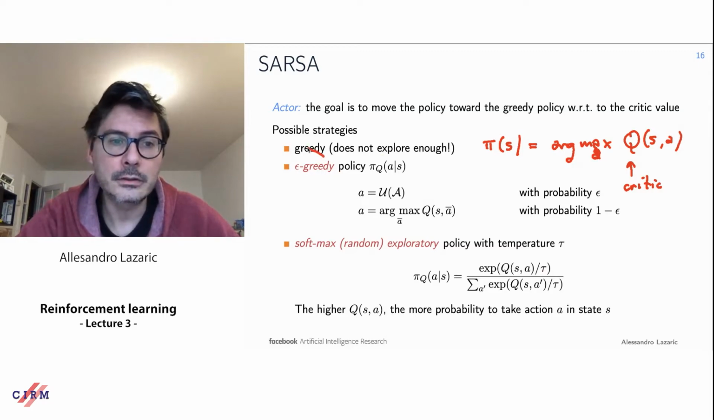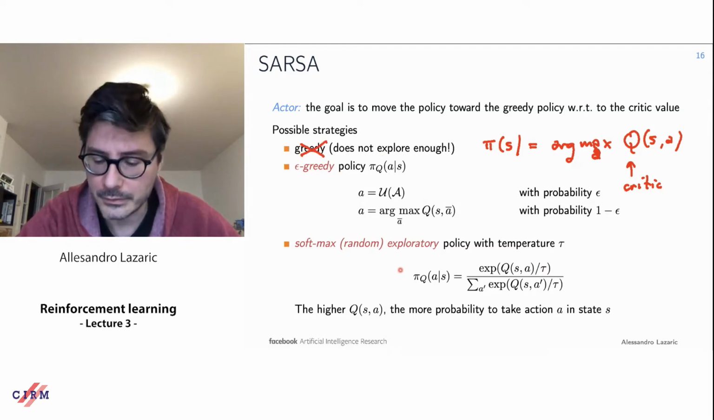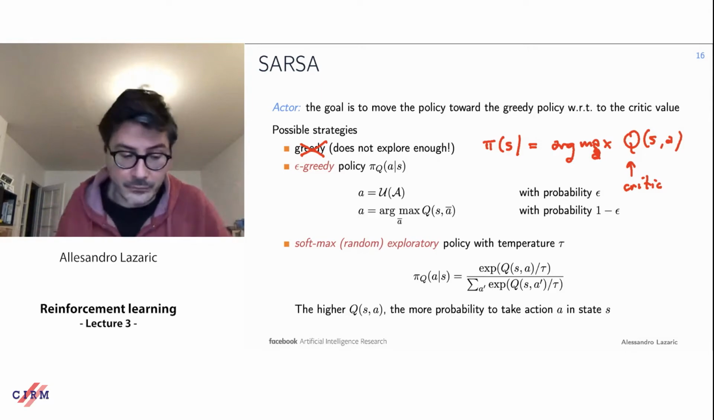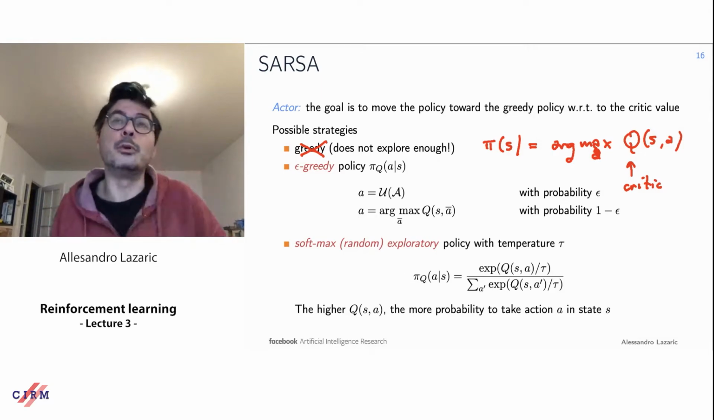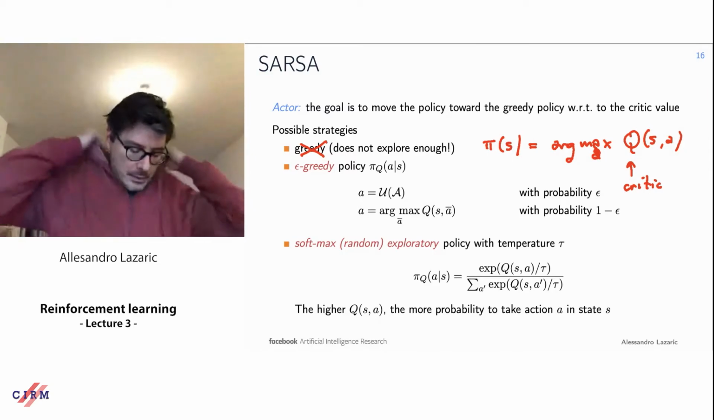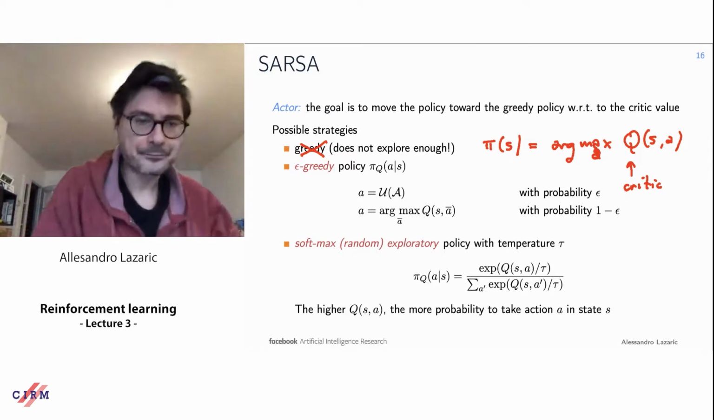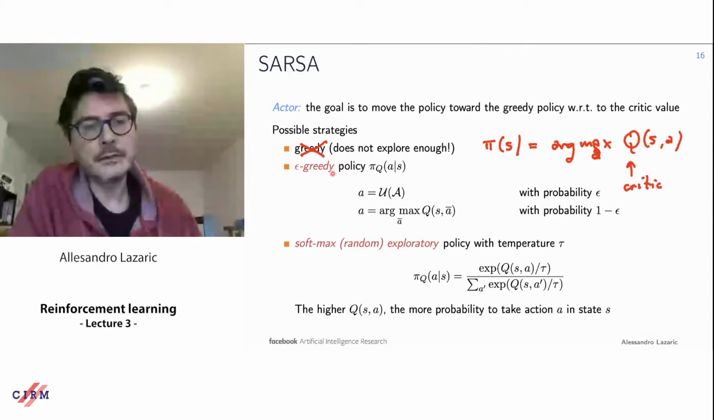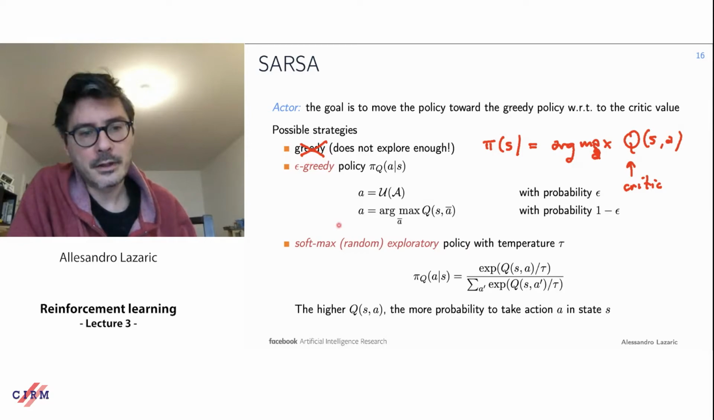Usually this is not really desirable as a strategy, although it's well justified, it's well motivated, because that's what we would be doing in policy iteration. It actually turns out that it has issues of not exploring enough. And so usually we use either of these two strategies. One is called epsilon greedy, and the other one is just a simple softmax.